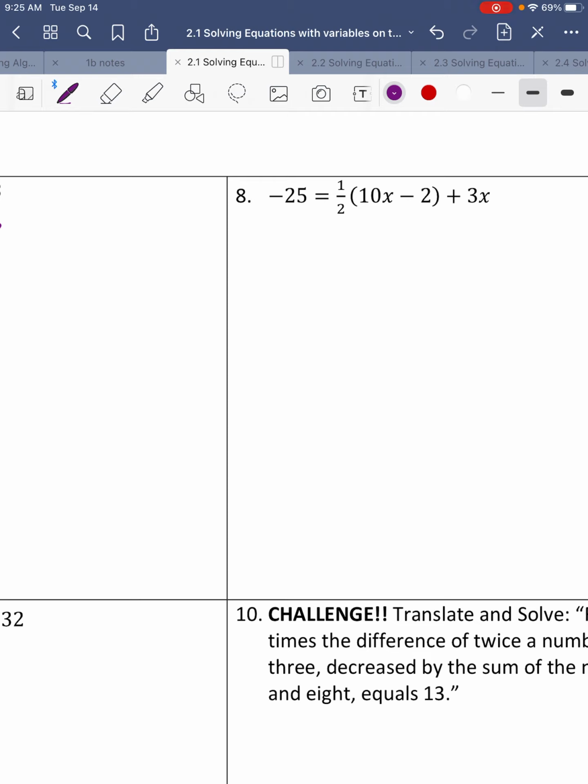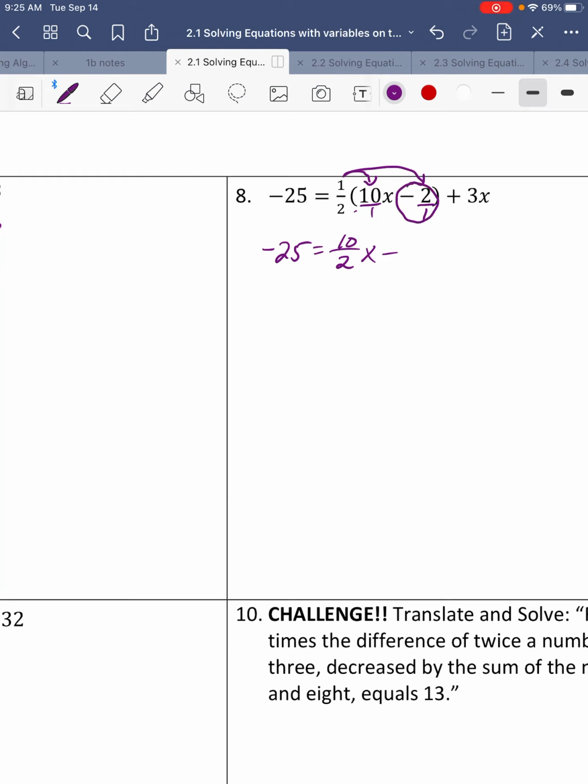All right, number 8. Don't be afraid of fractions. We can do these. We have the negative 25 will come down, equals. We have to distribute the 1/2 times 10. Half of 10, you can either think of that in your head, or you're going to multiply the numerators. 1 times 10 is 10. Multiply the denominators. 2 times 1 is 2.